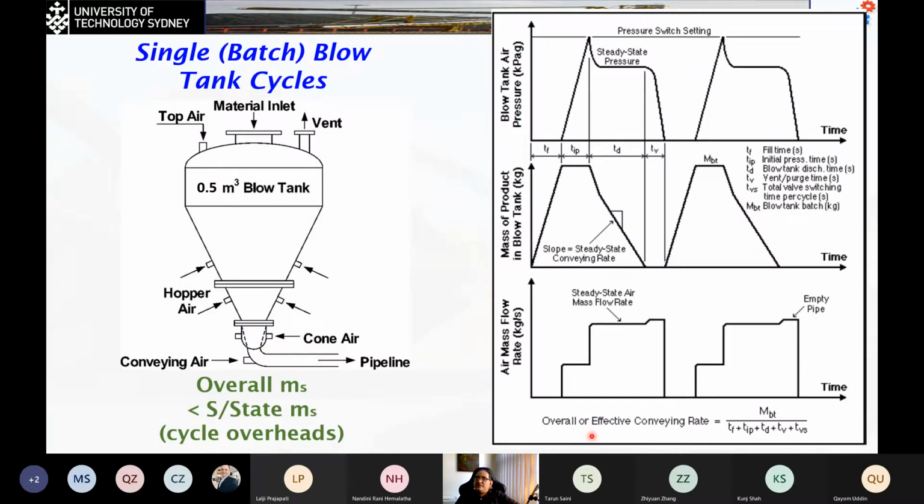Now, that's what happens in the single batch or single blow tank discharge. We have the tank filled with the material from the inlet, close the inlet, and pressurize the air until we have a higher pressure, and this will cause the material to run through the pipelines.